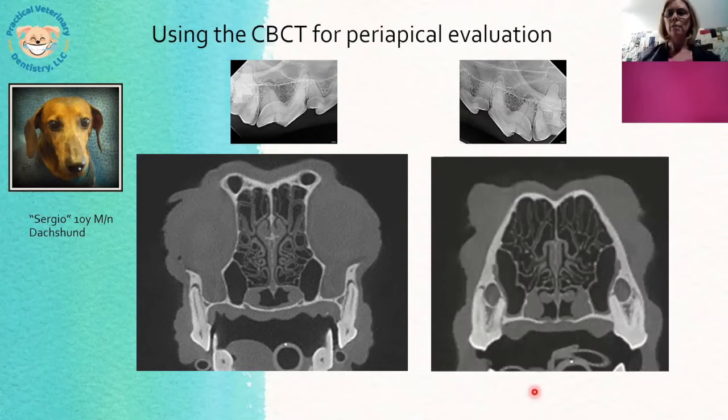When we look at the cross section here of the mesial roots, so we've got the mesiobuccal roots right here, and then the mesiopalatal root. So mesiobuccal, mesiopalatal, you can see how they're completely overlying the infraorbital canal. So again, there's just very, very little bone between the roots and the infraorbital canal.